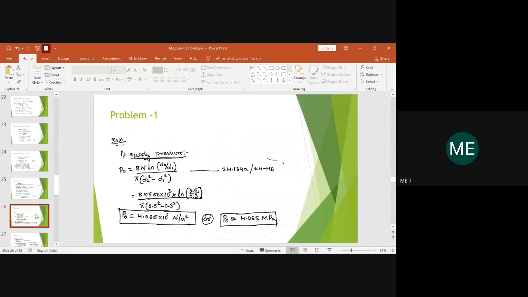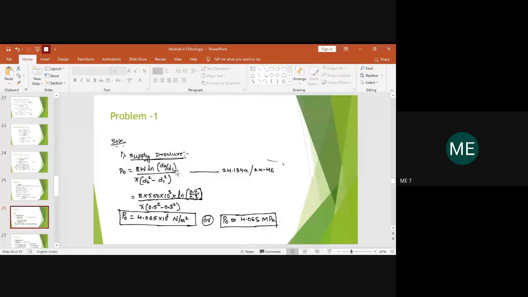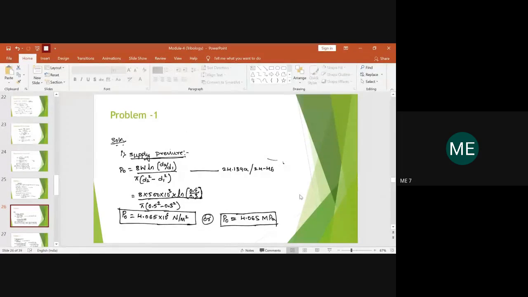So the first one is the supply pressure. Supply pressure is nothing but the oil which has been passed through the inlet of the oil pipe, right? That is usually represented by P naught. If they say supply pressure, it is nothing but P naught. We have derived the equation for P naught, so you will use the equation, write it. It is always 8W log of d2 by d1 divided by pi into d2 square minus d1 square. You will substitute the values and tell me what answer you are getting.